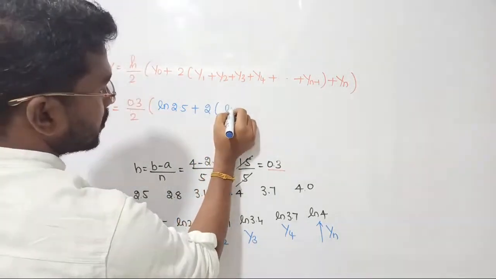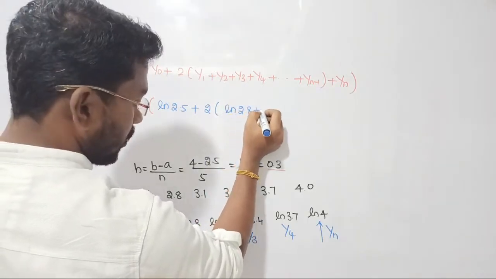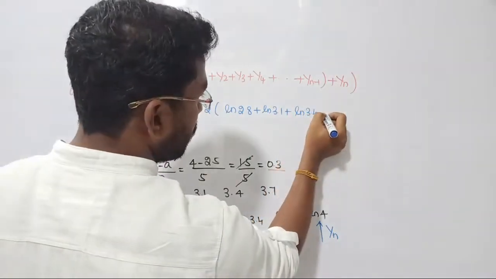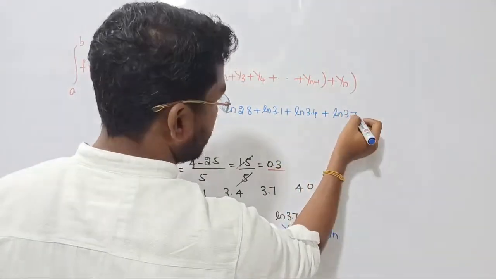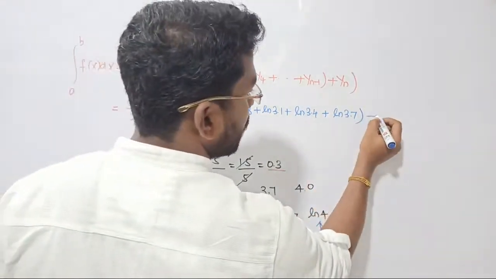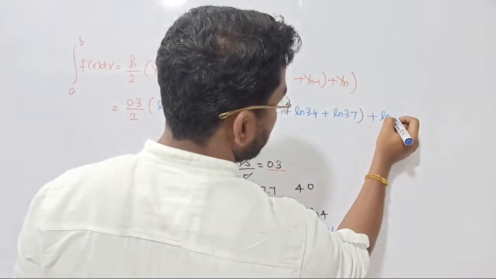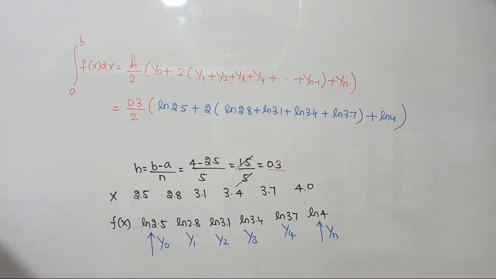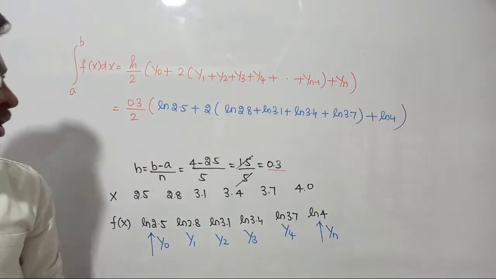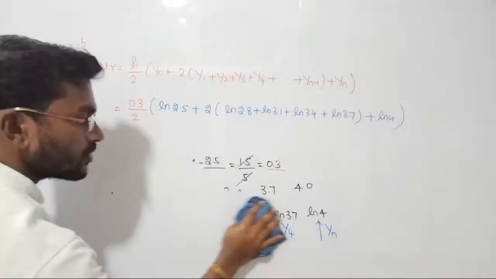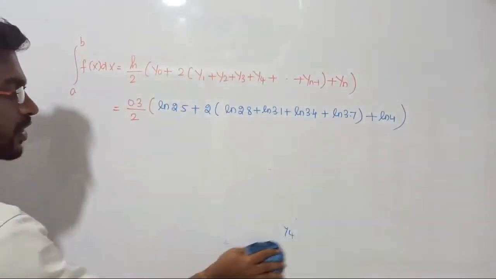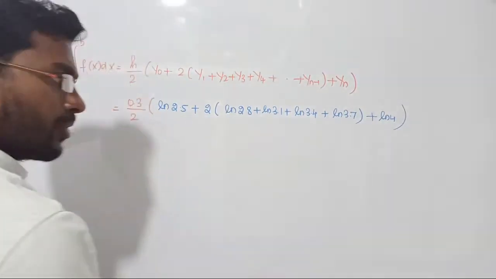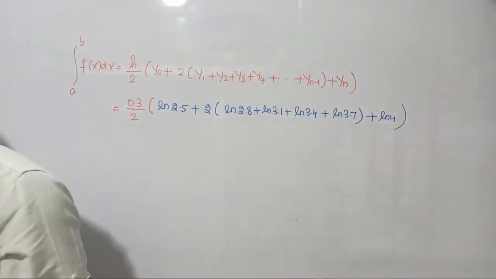Totally we have 4 values, that is ln of 2.8 plus ln of 3.1 plus ln of 3.4 plus ln 3.7. So that is what I got here, plus y n. y n is ln 4. So let me rub these things now, take the calculator and try to bring the answer. Can you please do it by yourself? Don't wait for me. If I make any mistakes, you can correct them. Don't blindly follow me while doing the calculations. In the calculator, I may make some mistakes.